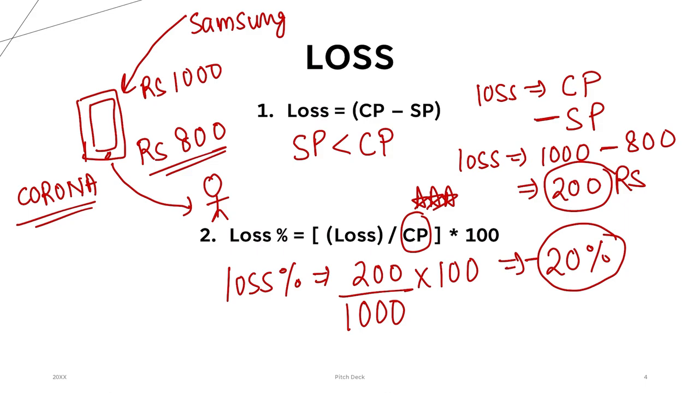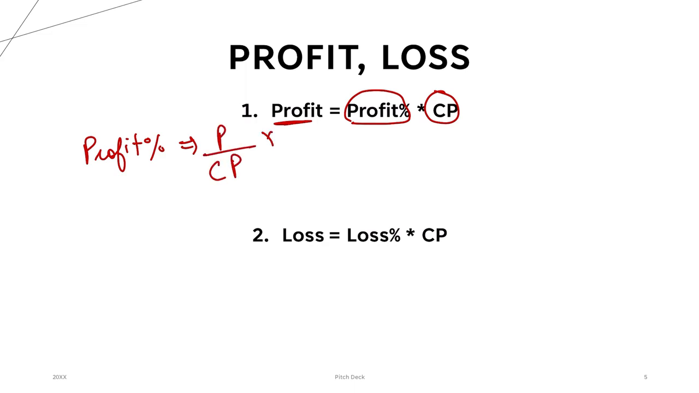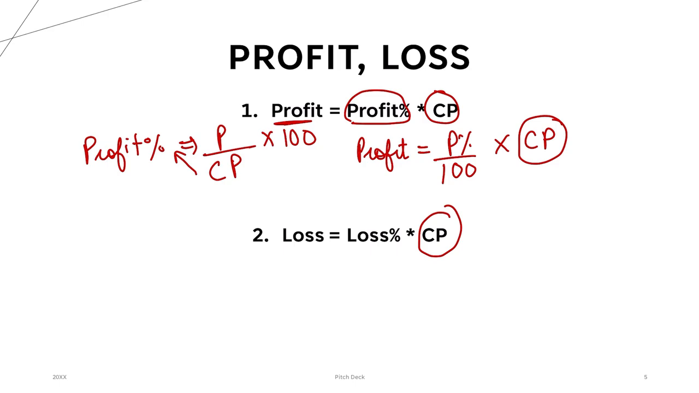Profit percent, loss percent. Again, while calculating profit percent and loss percent, the denominator is always what? Cost price. Right? Now moving on. To calculate profit when profit percentage and cost price are given, as I've already told you, profit percentage is profit divided by cost price into 100. Take cost price to the other side. So the profit is profit percentage divided by 100 into cost price. Same with the loss, if you want to calculate the loss, it's always cost price, never selling price. I hope this is clear.